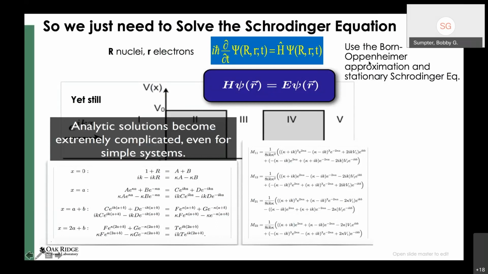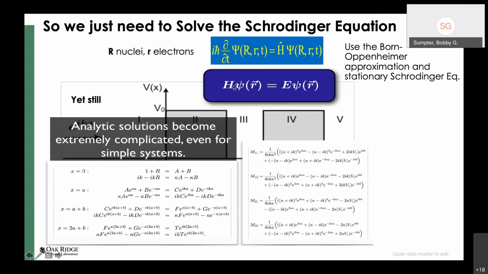We can also say, well, we just want to look at structure. We don't want to look at time-dependent processes. And we can remove the time. Then you end up with a simplified equation, which is the stationary Schrodinger equation. And then you don't have to solve the nuclear piece. We're just going to solve for the electronic part.